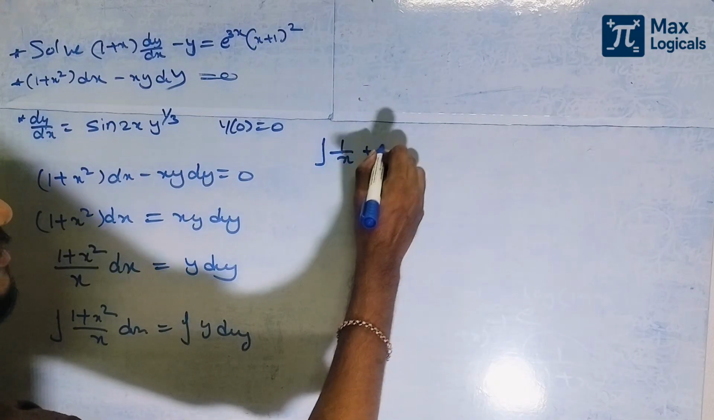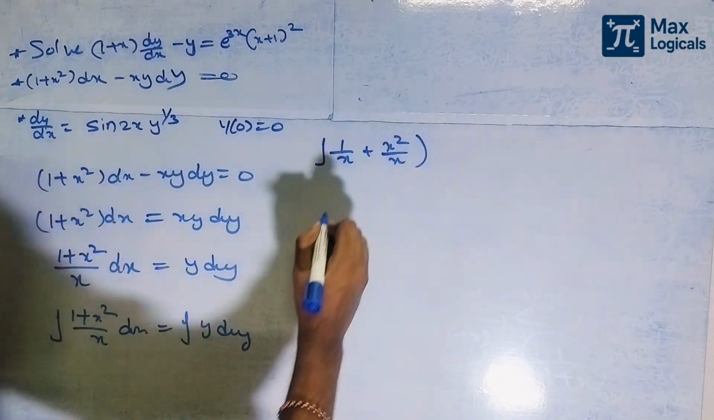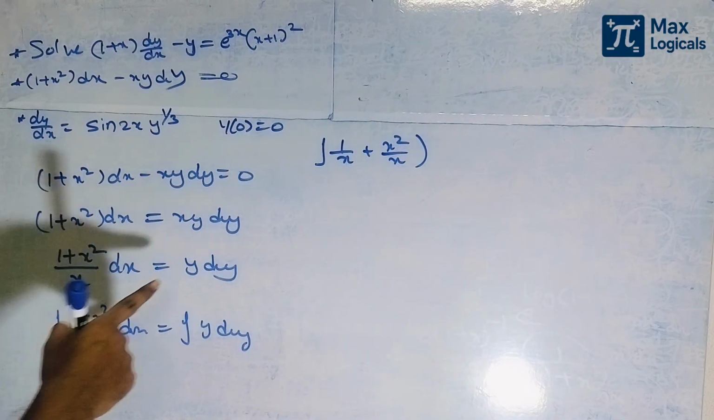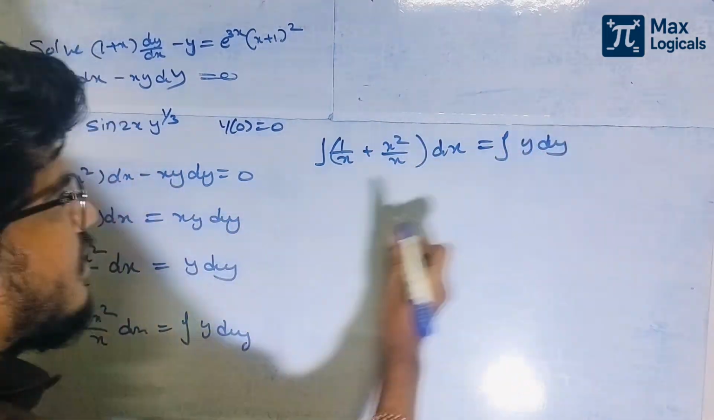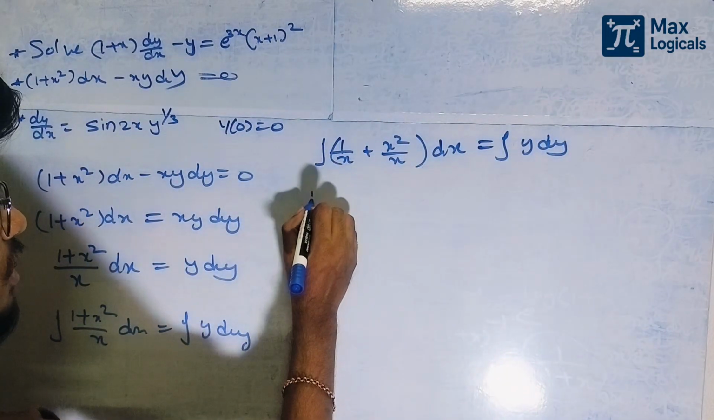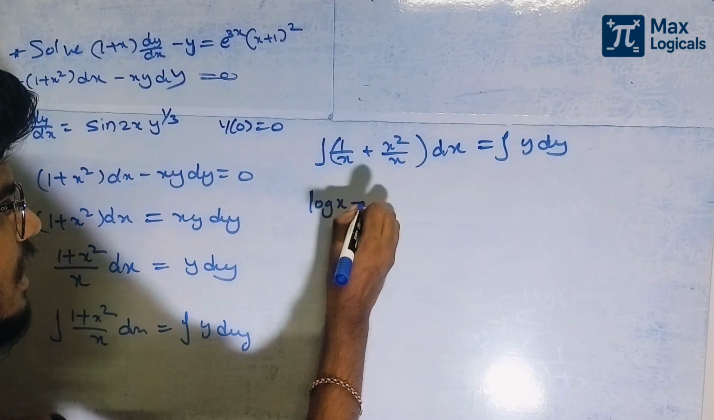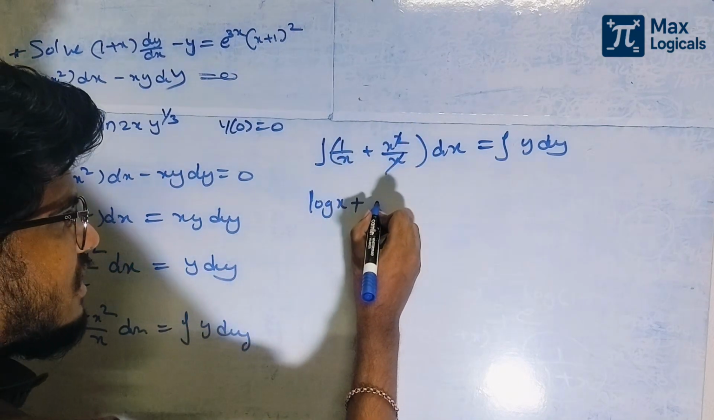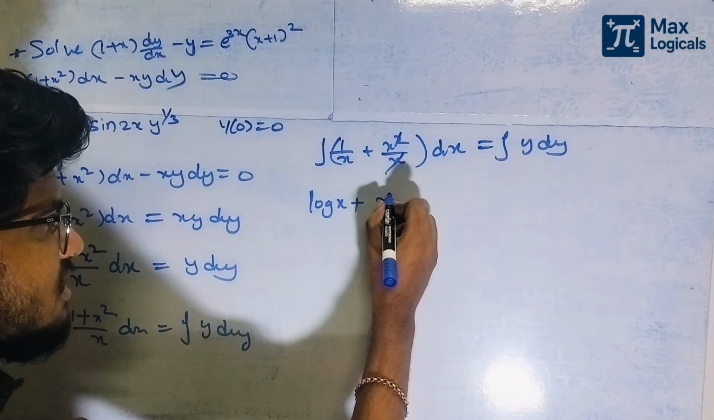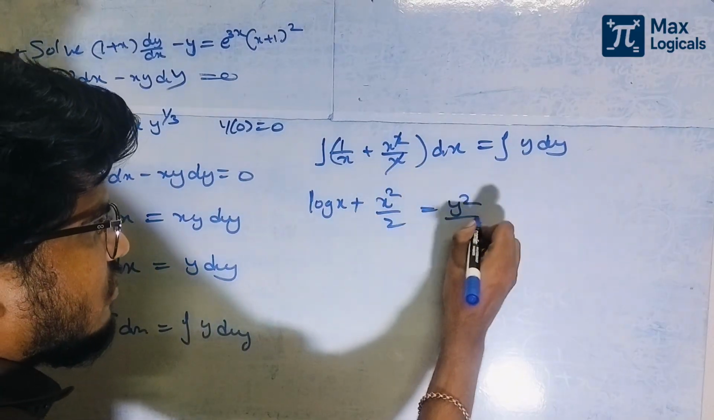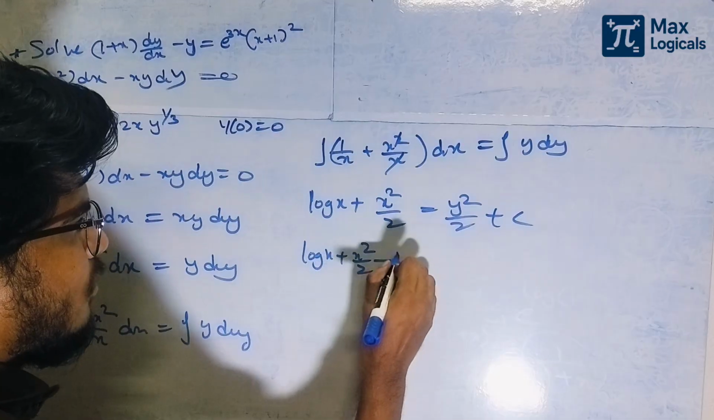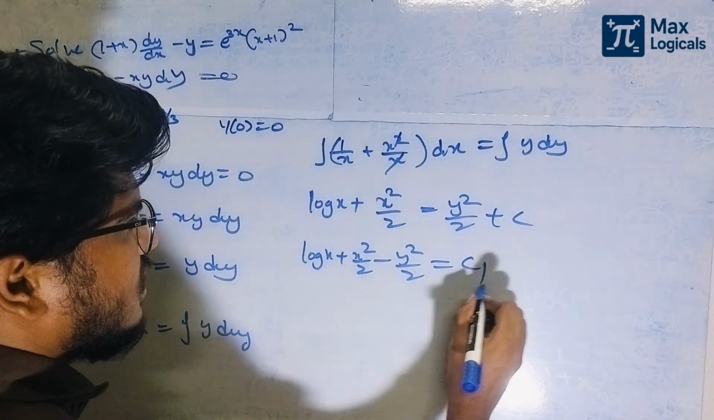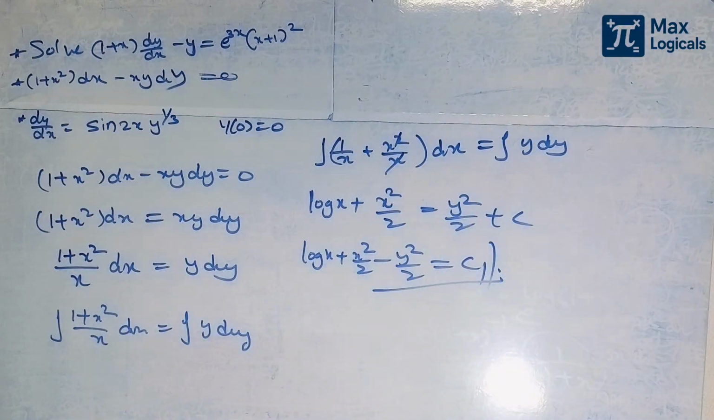Integral of 1 by x plus x square by x dx equals integral y dy. The integration of 1 by x is log x, plus, here x and x are cancelled, so the integration of x is x square by 2, equals the integration of y, which is y square by 2, plus c. So log x plus x square by 2 minus y square by 2 equals c. This is the final solution of the given differential equation.